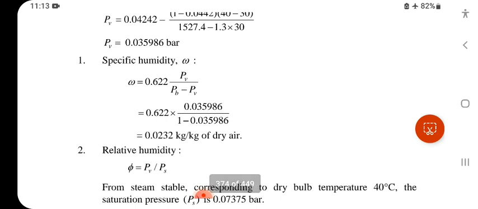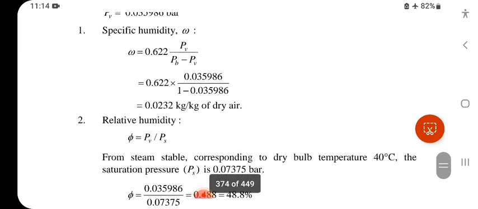So first we have to find out the specific humidity. The specific humidity formula is omega equal to 0.622 PV divided by (PB minus PV). So 0.622 into the vapor pressure 0.035986 divided by barometric pressure 1 bar minus vapor pressure. Here the specific humidity is 0.0232 kilogram per kilogram of dry air.